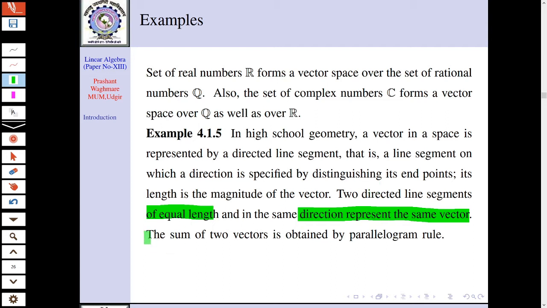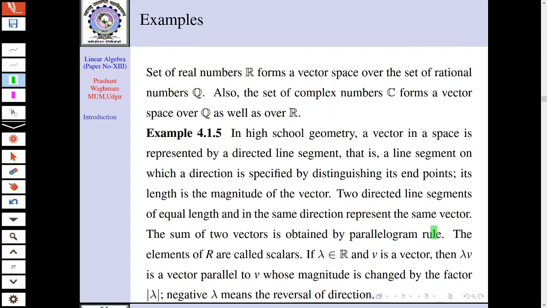Okay, now what is the addition of two vectors here? The sum of two vectors is given by the parallelogram law. Okay, we have learned it already. With respect to that parallelogram law, one can say that the set of all vectors forms an abelian group with respect to addition, where the sum is defined by using the parallelogram rule. And what about scalar multiplication?